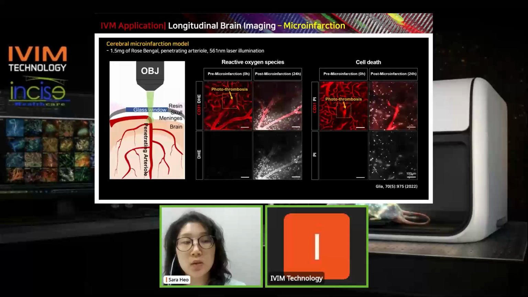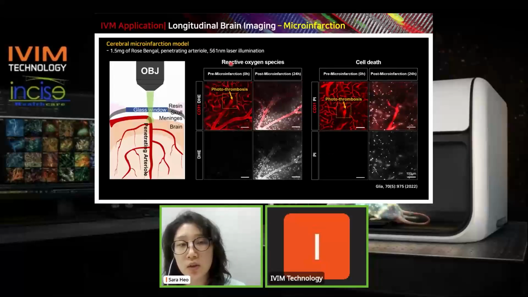So this is one of the applications on brain, and this is from the photothrombosis induced model. So using photothrombosis, the cerebral microinfarction model was induced by injecting the Rose Bengal and irradiating the target area using the 561 nanometer laser. And you can compare the before and after induction of thrombosis by using the DHE and PI staining, comparing it.